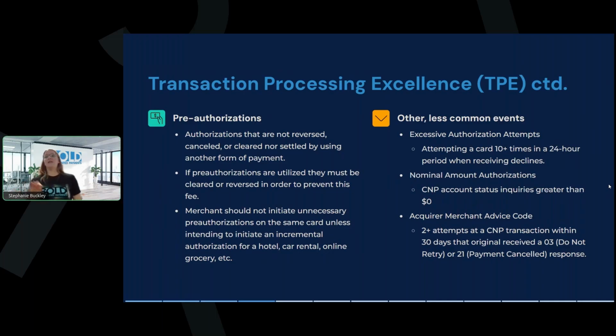And then the final one is going to be the acquirer merchant advice code, which is basically 2 or more attempts, which is a very small amount, but 2 or more attempts on a card not present transaction within 30 days where the original decline that was received was do not retry or payment canceled.